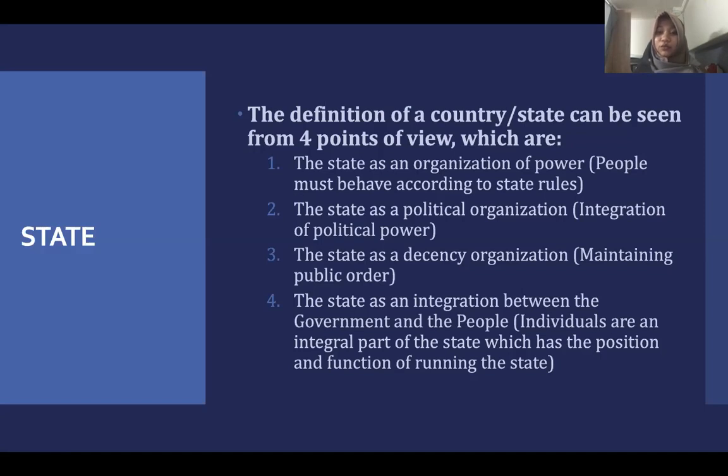So the state has to try to be a decent organization to maintain public order. The fourth, the state is an integration between the government and the people. It means that individuals are an integral part of the state, which has the position and function of running the state. I mean, the state is not only government, and not only people. There is government to govern the state and people to demand public order. So here there is an integral part of the state's position and also the people's position.